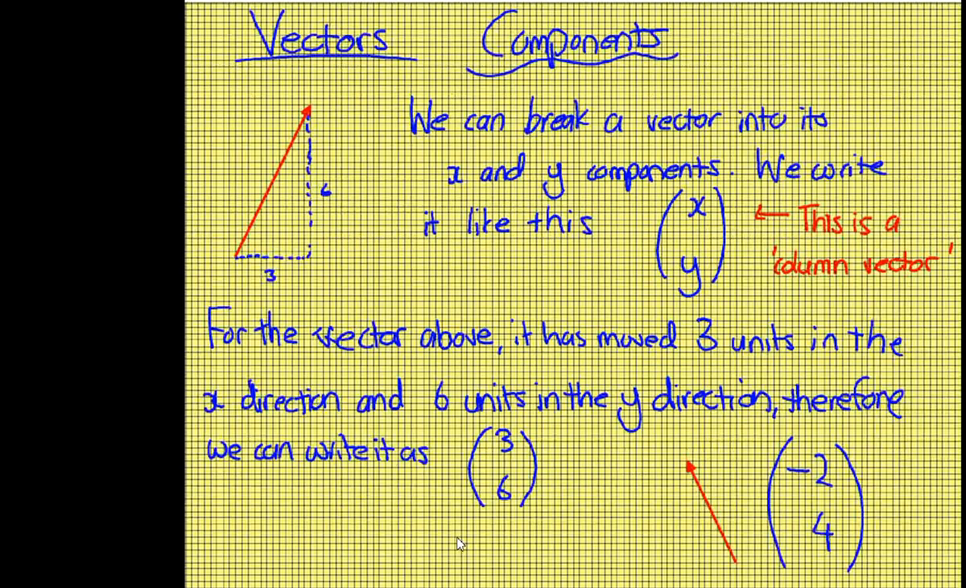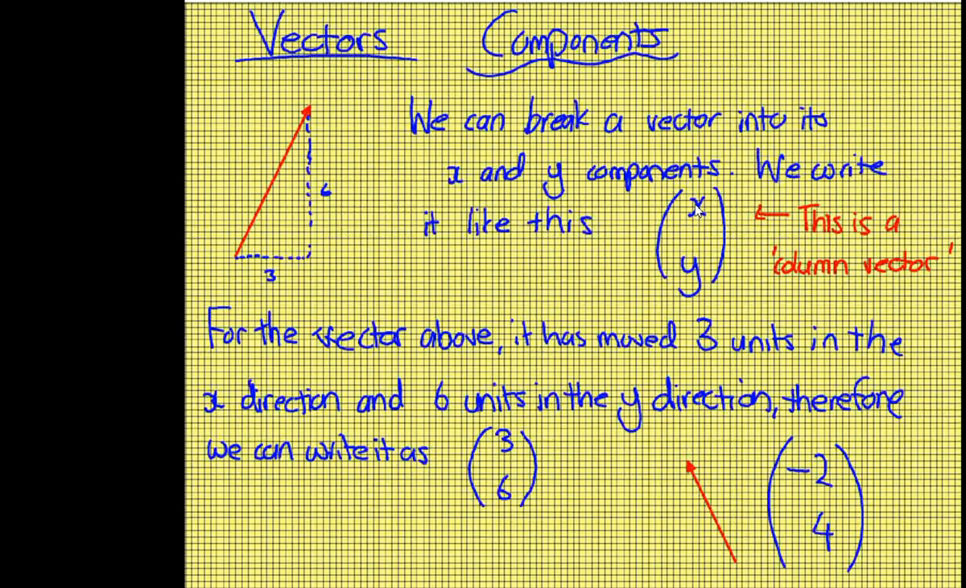So what are also vector components? So remember, each vector has an x component and a y component. x is in the horizontal direction, y is in the vertical direction. So each vector can be described by its horizontal component first, and then its vertical component. It goes x, y, alphabetical order. So we can break a vector into its x and y components.